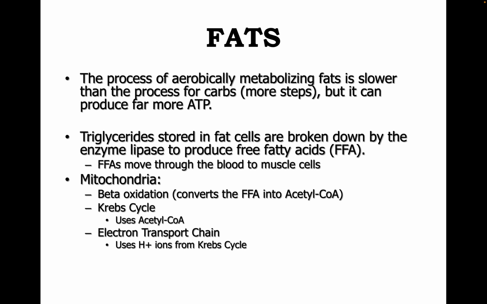The third macronutrient that we break down to create ATP is fats. And we can only break down fats in the aerobic energy system. Now, fats are a lot more complicated. They have a lot more bonds between the different building blocks. Therefore, the process of breaking down or metabolizing fats is a lot slower than the process for breaking down carbohydrates. But the breakdown of fats can produce a ton more ATP than breaking down carbohydrates.